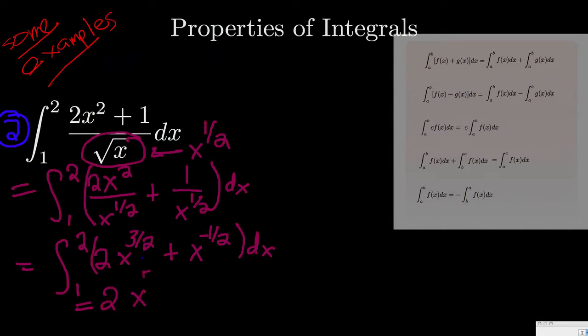And so what this would give me is 2x to the 5/2, and then times, normally you would divide by the exponent, but I find it easier to just multiply by the reciprocal, which is 2/5, and then plus x to the negative 1/2 plus 1 is 1/2, and then times 2. And this is going to be evaluated from 1 to 2.